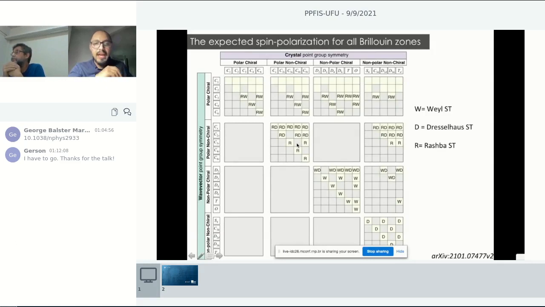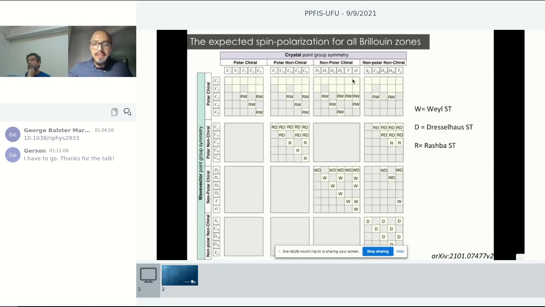For instance, as we discussed before, for C3V, we expect to have Rashba. So you will see that for all C3V here in the y-axis, we have Rashba, always Rashba, okay? But when we have non-polar, non-chiral, we will have something like a W, D, R, and always a mix. And now we can directly see some nice information. For instance, non-polar, non-chiral compounds can have all the possible spin textures we discussed before: Weyl, Rashba, Dresselhaus, and combinations between them.